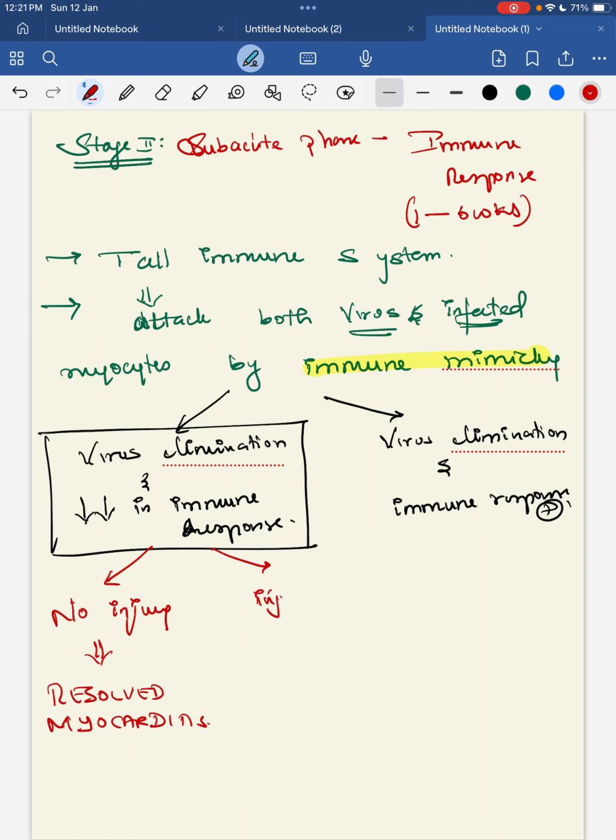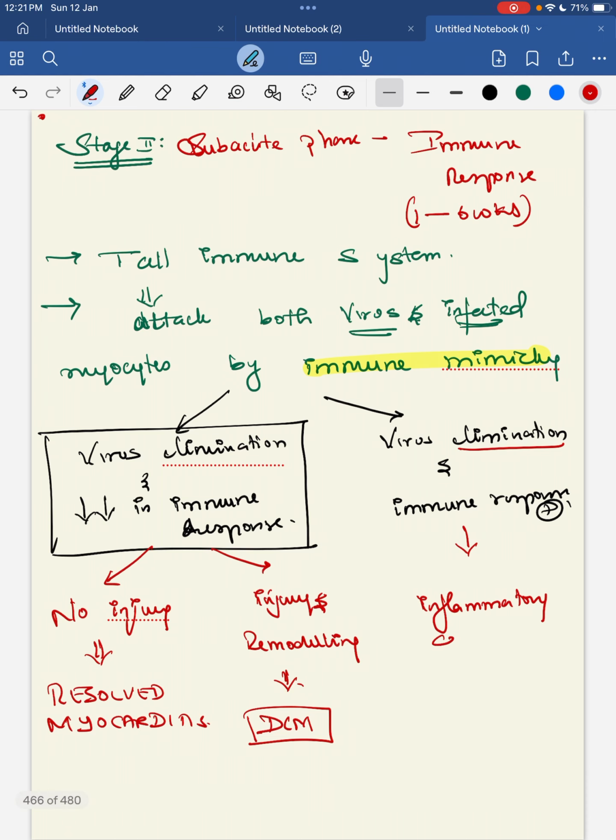Next situation, there is a virus elimination, but there is an ongoing inflammatory response, that is inflammation is being present. In that situation, the child will develop what is called inflammatory cardiomyopathy. In a chronic stage, the child will go on to develop dilated cardiomyopathy. So that is your stage 3. Stage 3 is your chronic phase. In the chronic phase, the child will develop dilated cardiomyopathy.